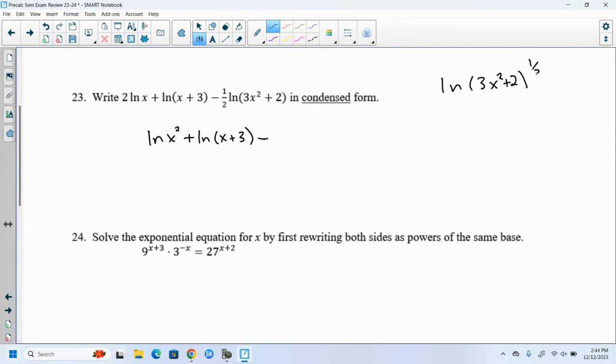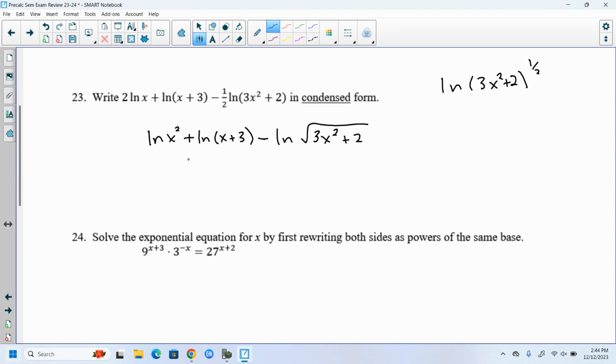but the 1/2 power is the same as the square root. So I'm just going to go ahead and make this the natural log of the square root of 3x squared plus 2. You can have that 2 as a power. You just can't have a quantity squared or to a power.